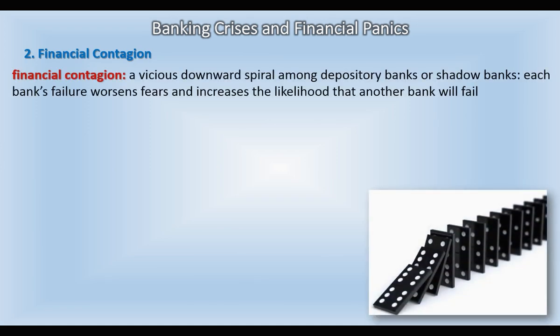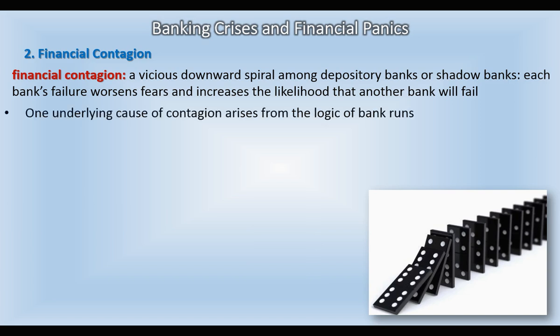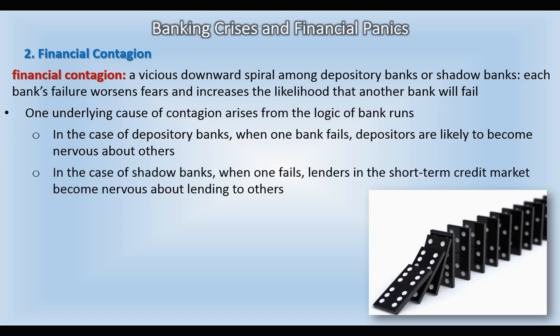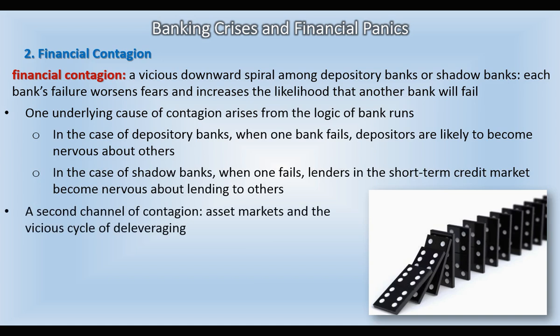So another one of the reasons that can cause these kinds of crises is financial contagion. As I mentioned, financial contagion is a vicious downward spiral among depository banks or shadow banks. Each bank's failure worsens fears and increases the likelihood of another bank failing. One underlying cause of contagion arises from the logic of bank runs. In the case of depository banks, when one bank fails, depositors are likely to become nervous about others. In the case of shadow banks, when one fails, lenders in the short-term credit markets become nervous about lending to others.